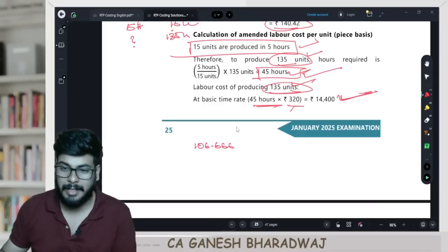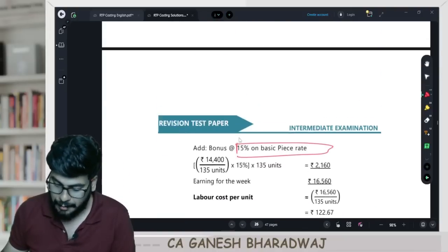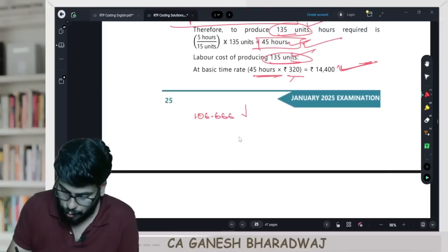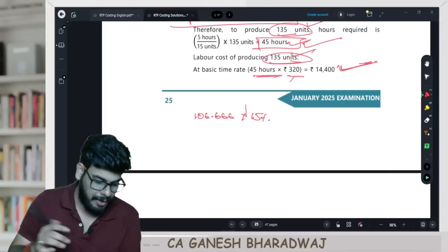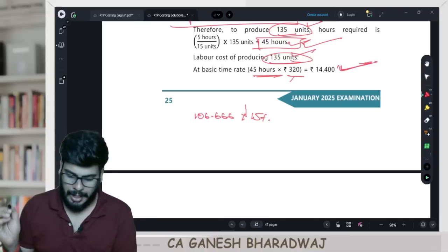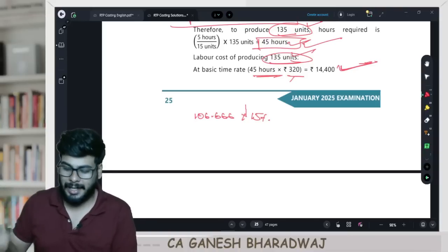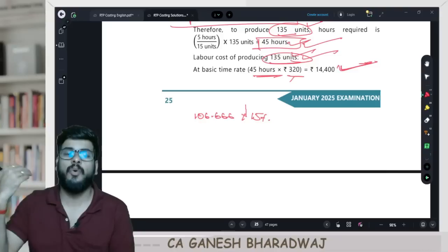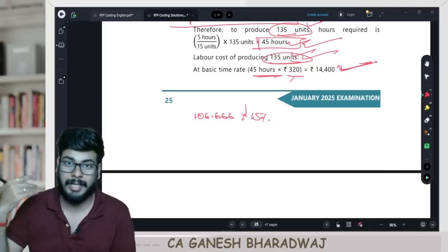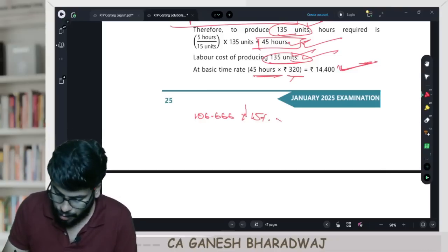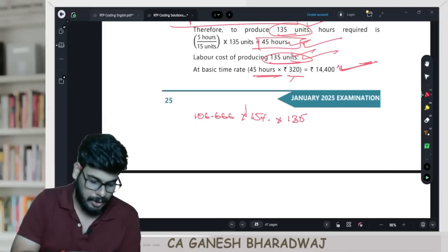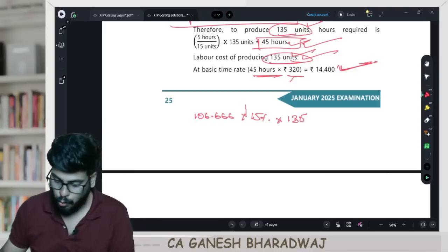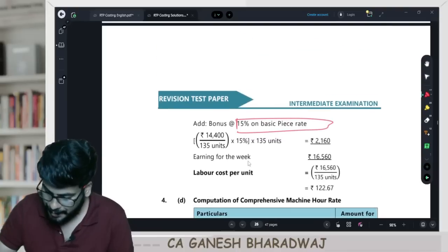Now 15% of this is what the company is willing to pay as bonus. So for every single unit, into 0.15, that comes out to be 15.999999, right? Like that, they are going to pay for a total of how many units? 135 units. So like this, they are going to pay for each of these 135 units. So into 135, that gives you how much? 2160 rupees, right? This is how they have calculated.